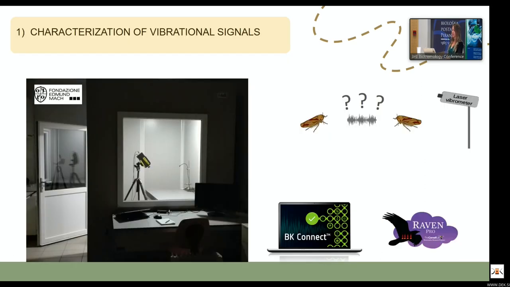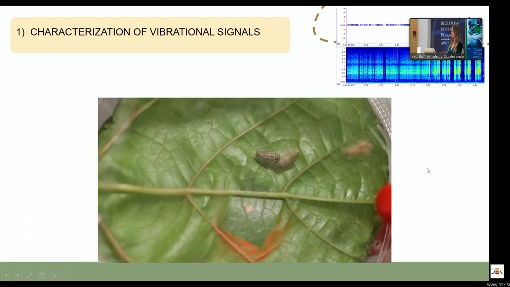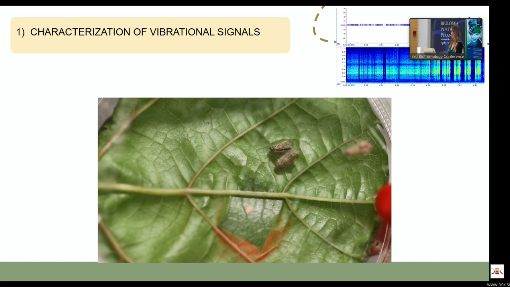So for the first part, the characterization of the vibrational signals, we performed this experiment in January and February of this year at Fondazione MAC. We recorded both males and females with a laser vibrometer and analyzed the recordings in the corresponding software. And we found that both males and females emit signal vibrations, including duets. And I'm going to show here a short video just to understand how their signals are. So that was the male, of course, doing the signals.